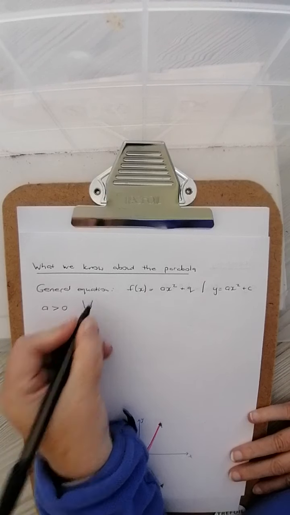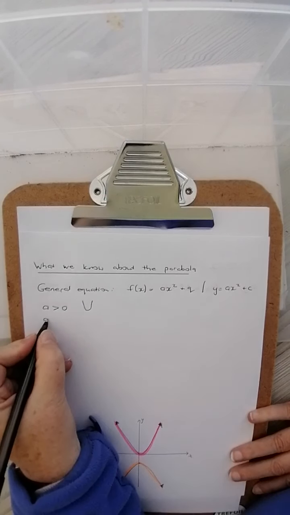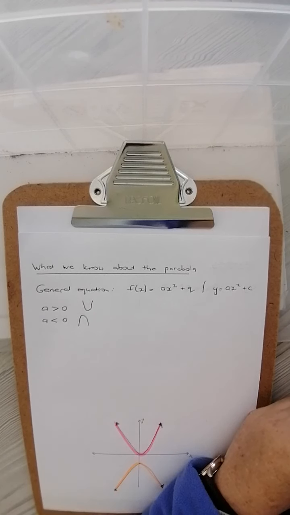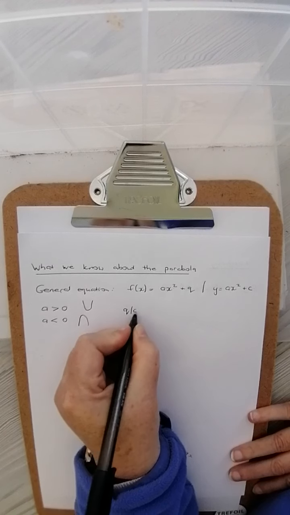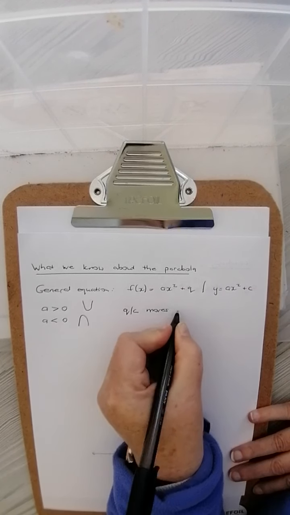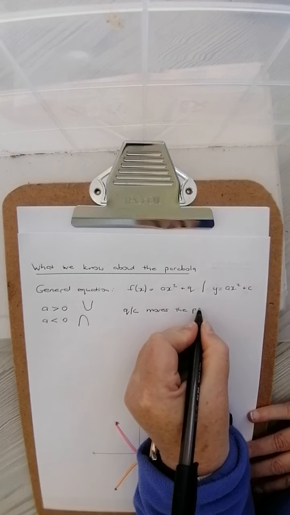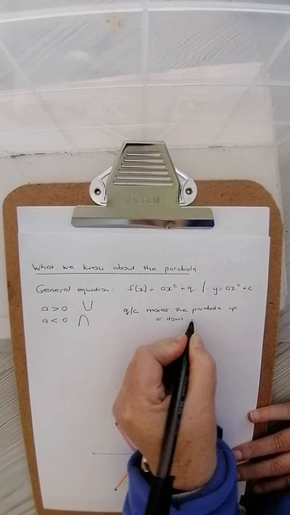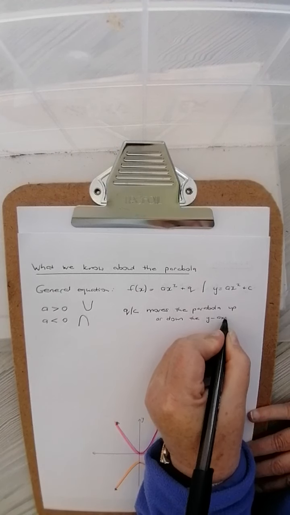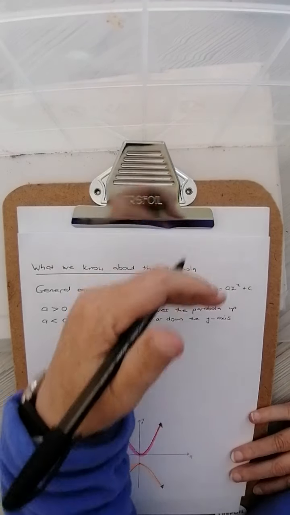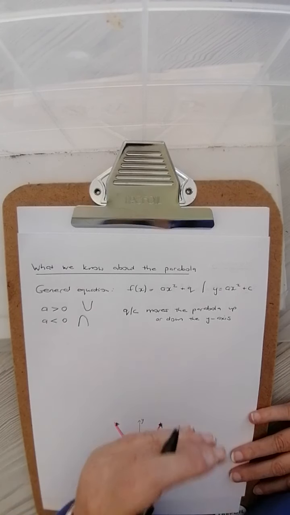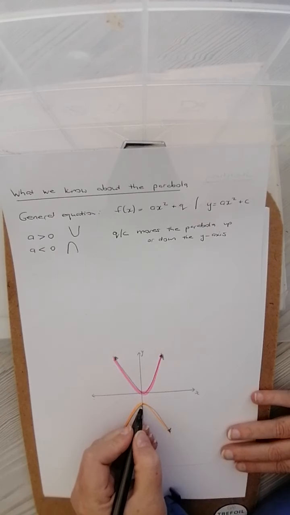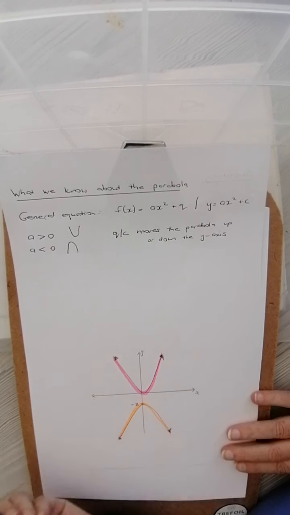Important: when the a is bigger than 0, what did we notice? It was a happy parabola. When a is less than 0, it's a sad parabola. And remember, the q or c moves the parabola up or down the y-axis. When we added or subtracted 2 or 1, it moved up and down. Like this orange one, you can see, has moved down. Let's make it down to -2.